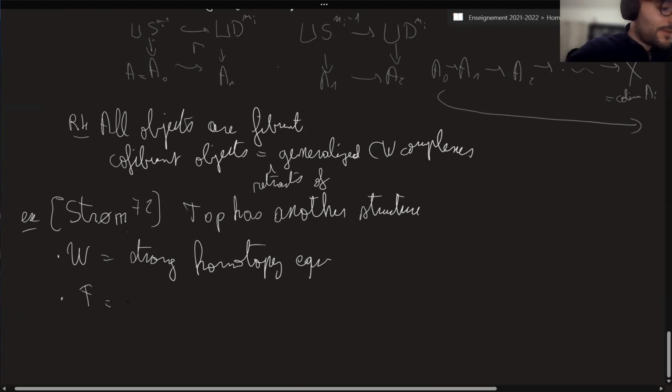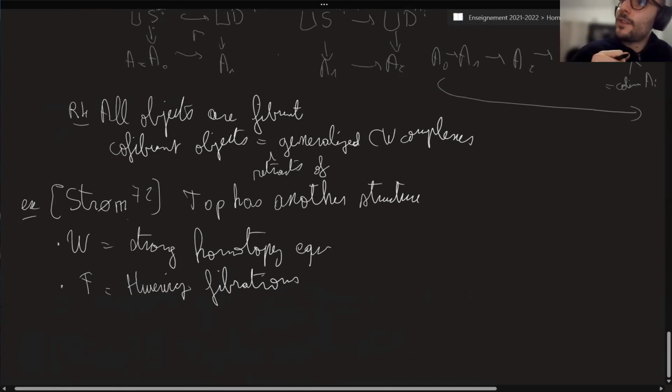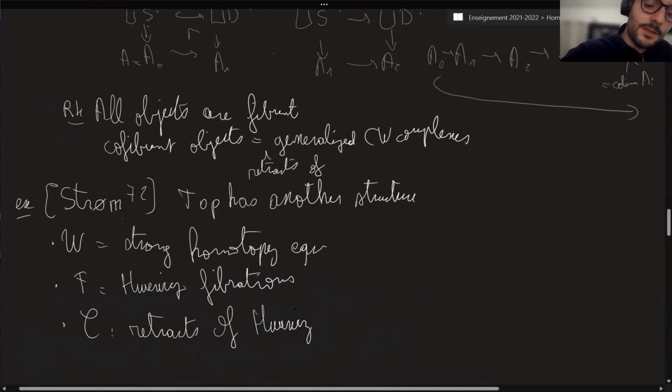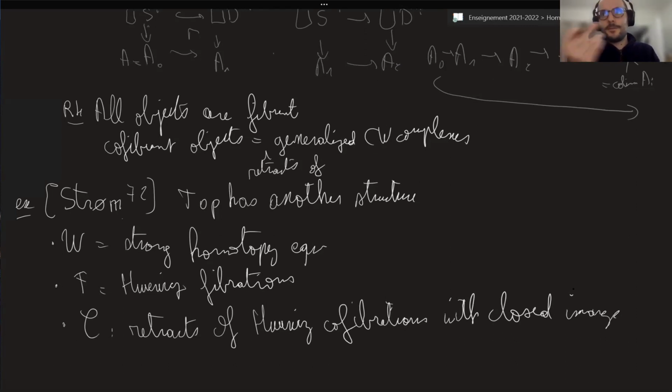So fibrations are Hurewicz fibrations. So just to compare, before it was Serre fibrations, now it's Hurewicz fibrations. So there are more fibrations, and there are fewer weak equivalences. And the cofibrations, you take, okay, again, a bit of a mouthful, retracts of Hurewicz cofibrations with closed image. Not all Hurewicz cofibrations have a closed image, so you take those which have, and you take retracts of such maps.